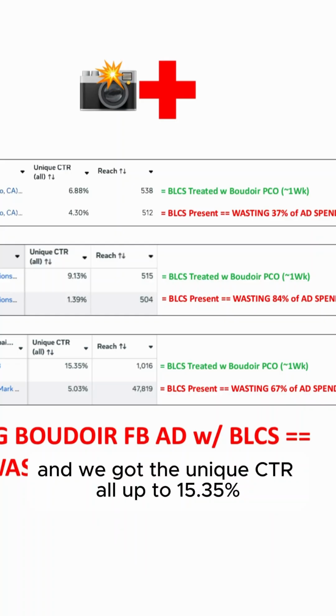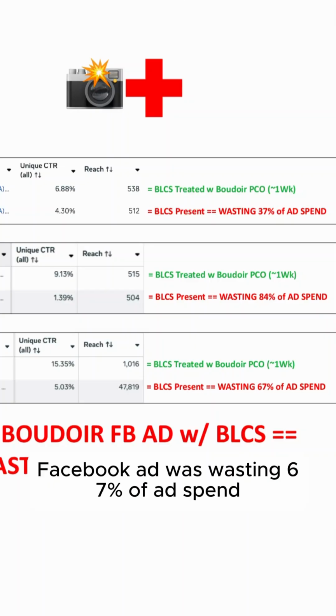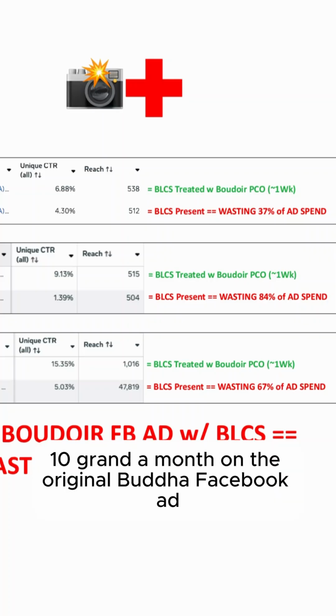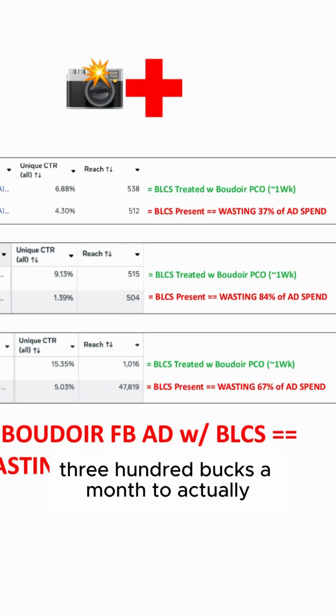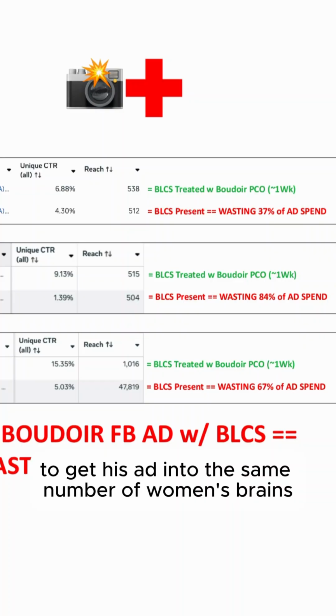And we got the unique CTRL up to 15.35%. So we found his original Boudoir Facebook ad was wasting 67% of ad spend. As a result, if he's spending 10 grand a month on the original Boudoir Facebook ad, now he only needs to spend 3,300 bucks a month to get his ad into the same number of women's brains.